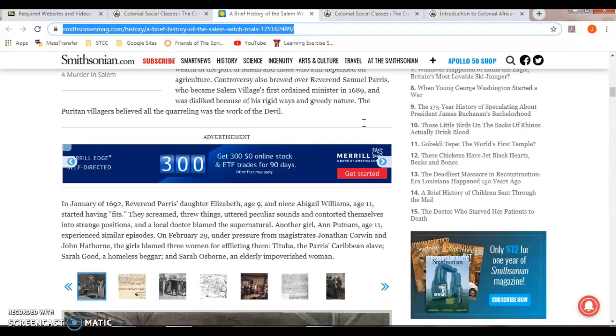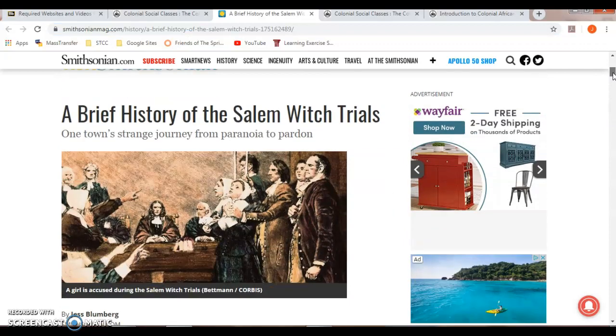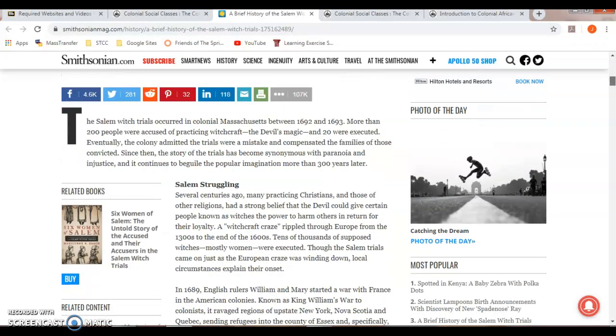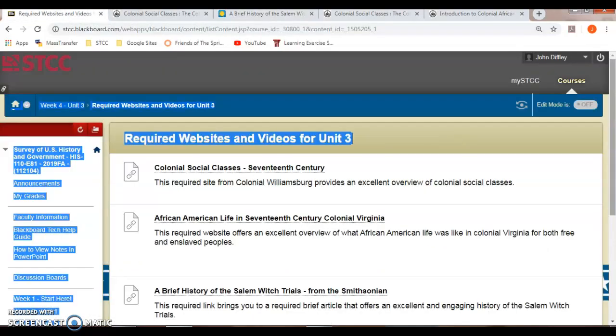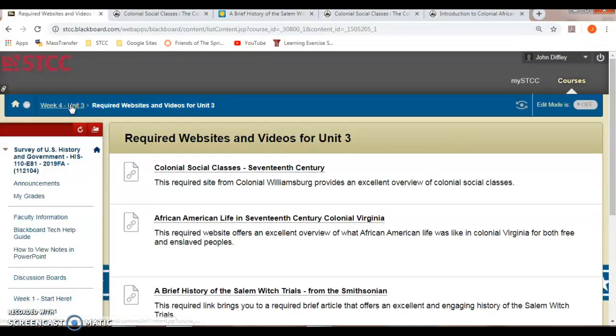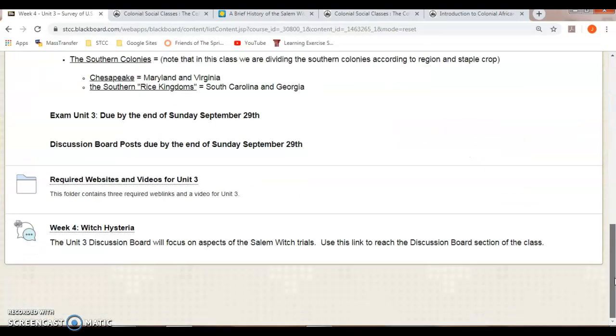And then last but not least, there is a brief article, a brief history of the Salem witch trials. This is important because Salem witch trials will be the topic for the discussion board for this week. And let's just look at that. You'll see I put in a link to the discussion board here. It's going to focus on the Salem witch trials.